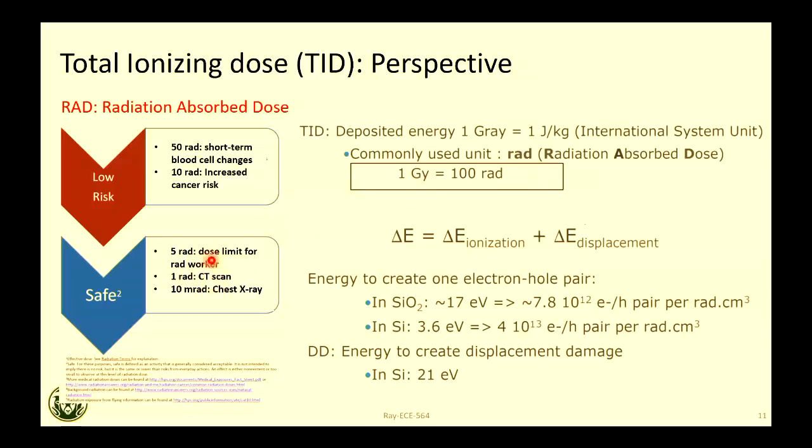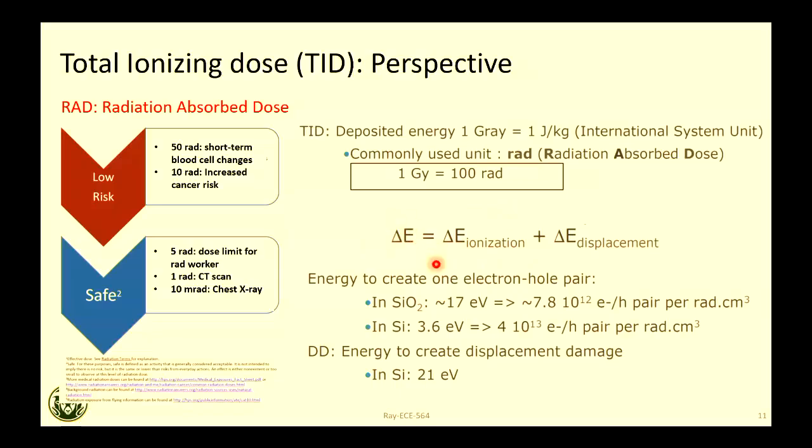For hospital nurses who work in, say, radiotherapy, 5 rad is the limit for checkups. And then 10 millirad when you do a chest X-ray. Those are just to give you some idea of what this dose means, what 1 rad means.